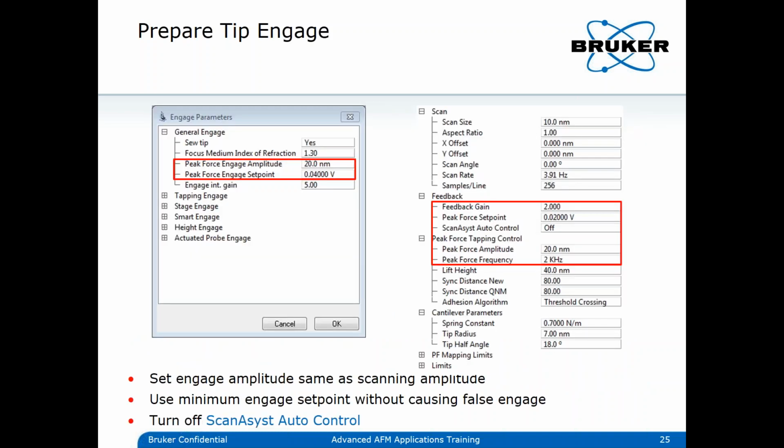And for the PeakForce engage on that, you again would minimize your set point to 0.04 volts and reduce your amplitude to 20 nanometers. I think the default is around 100 or 150. You have to turn off the auto control for the ScanAsyst, so that you have your feedback gain set to 2 and your set point for the measurement to 0.02 volts. Again, the PeakForce amplitude should be the same as for the engage amplitude, and the frequency 2 kilohertz is fine. And you should check if you can even further reduce the set point without causing a false engage. So touch the surface as soft as possible.